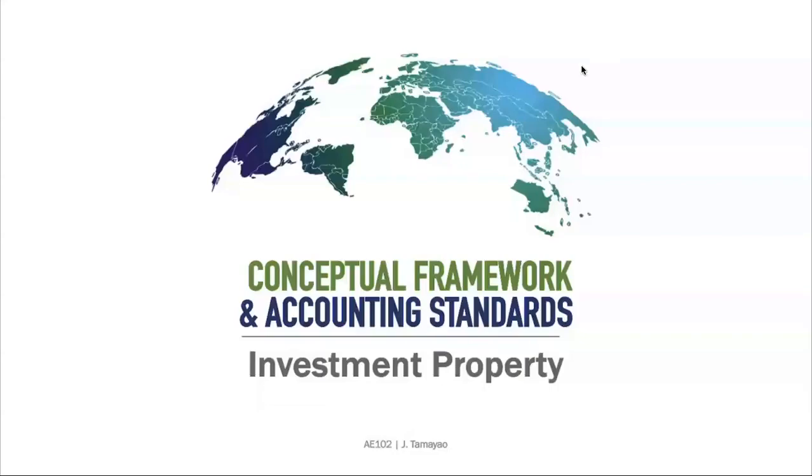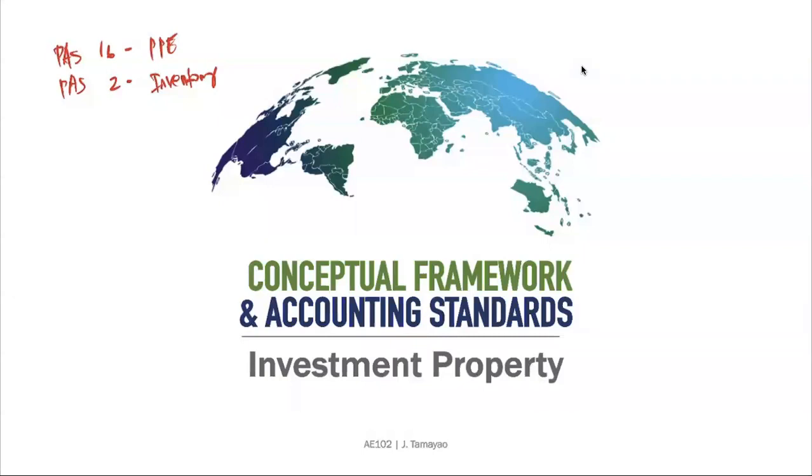For this session, we now talk about investment property, PAS 40. So if you still remember, under your property, plant, and equipment, we have several ways on how we recognize them. We can recognize them under PAS 16 if it is property, plant, and equipment. We can also place it under PAS 2 if we can consider it as an inventory.